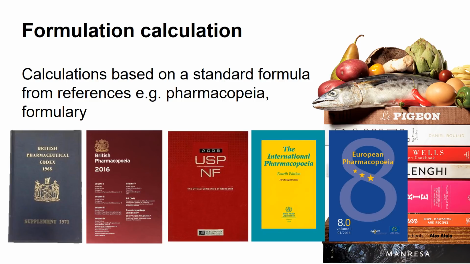And for your knowledge, we will be applying mainly the British Pharmaceutical Codex and also the British Pharmacopoeia for our learning purposes. And of course, every country or region will have its own pharmacopoeia, including the US, where they have the USP, the International Pharmacopoeia, and Europe, they have the European Pharmacopoeia. And these are the standard pharmacopoeias that we will always be referring to.